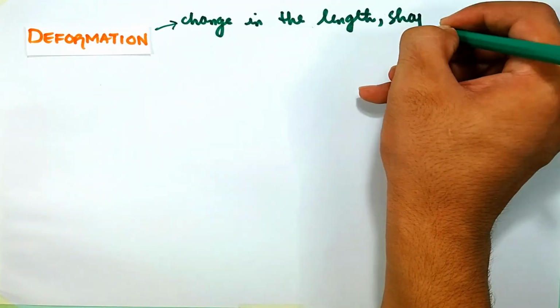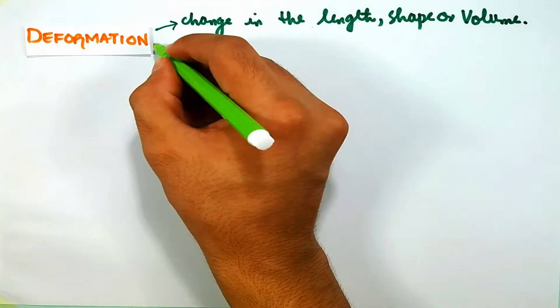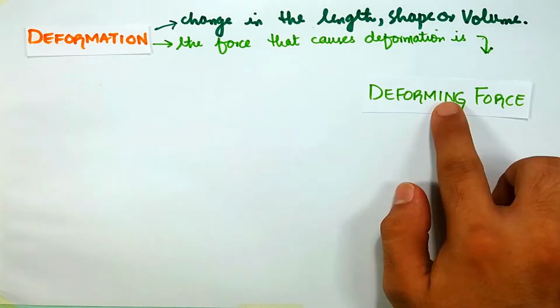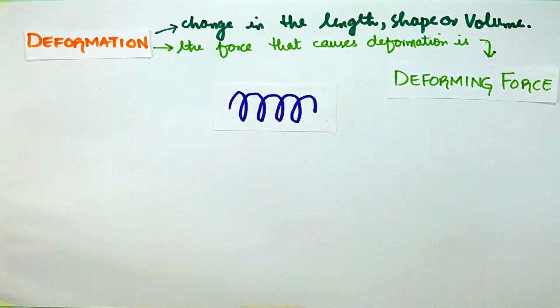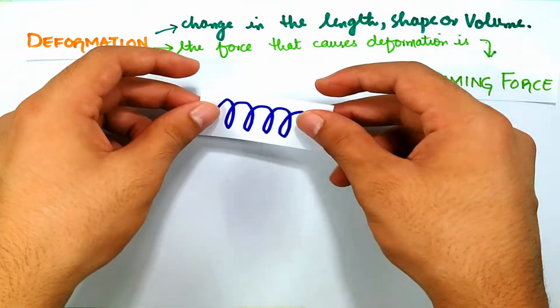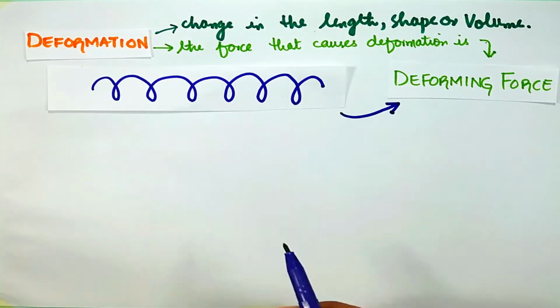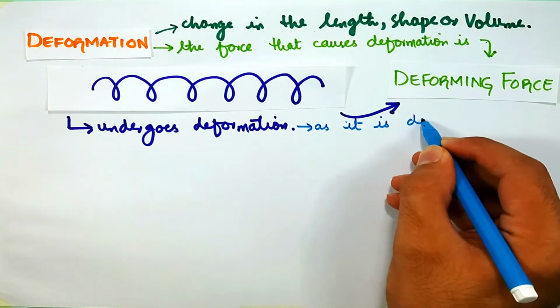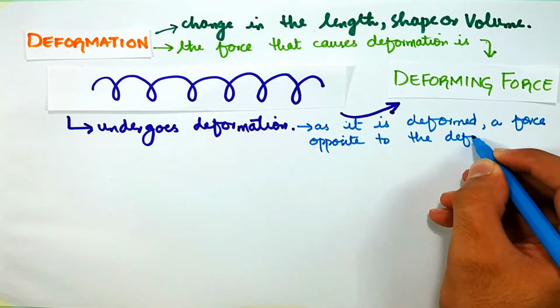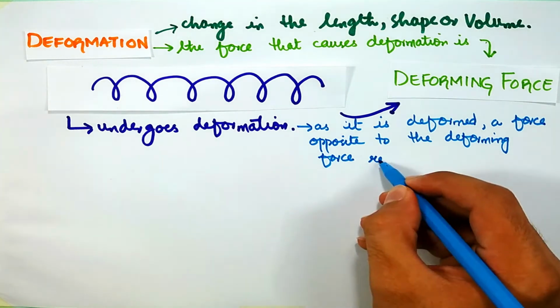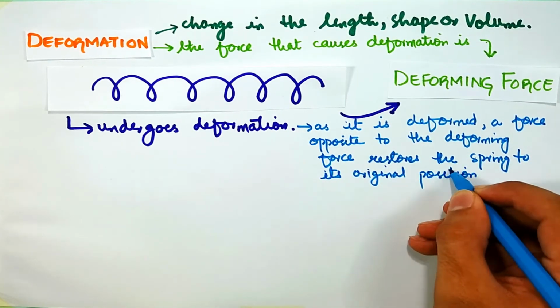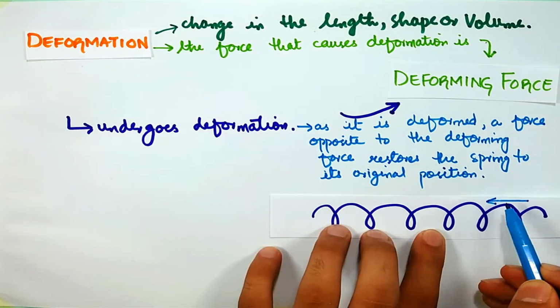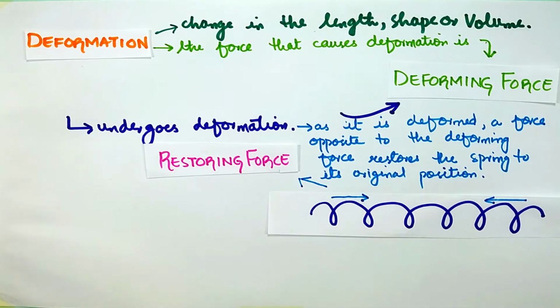Deformation means change in length, shape, or volume of any body, and the force that causes deformation is called deforming force. For example, when you stretch any spring, you apply a force on the spring called the deforming force, and the spring undergoes deformation. While the spring is deformed, a force opposite to the deforming force acts on the body to restore it to its original length. This force is called the restoring force.